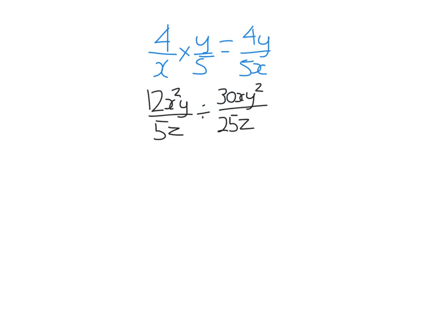So when you're dividing algebraic fractions, what you do is you keep the first fraction the same, you flip the second fraction and make it a times.